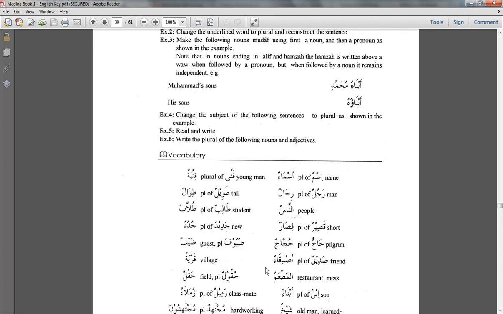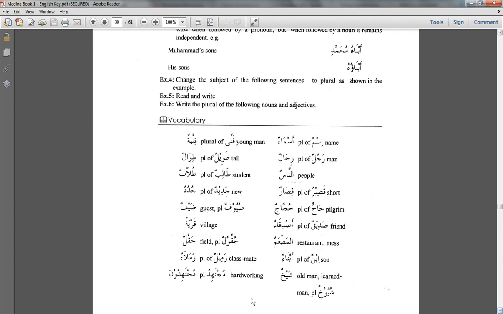Hujjajun, the plural of hajjun, pilgrim. قرية, village. أصدقاء, plural of صديق, friend. حقل, field, the plural is حقول. المطعم, restaurant or mess. A mess is actually not the messy, dirty mess that we're talking about. A mess is kind of like a military term for the dining hall. Okay, so don't be fooled by this word. زملاء is the plural of zamilun, classmate. Abna'un, the plural of ibnun, son. Mujtahiduna is the plural of mujtahidun. Shaykhun, old man, learned man. The plural is shuyukhun.